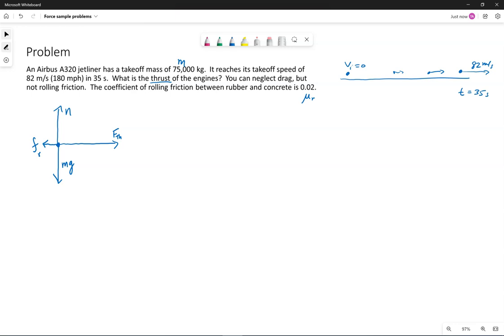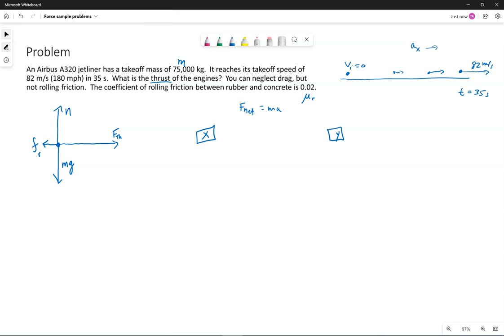Now that we have the free body diagram, we've accounted for all the forces. We need to write out the net force equals ma for the x direction and the y direction. Now, in this case, the plane is speeding up. It takes 35 seconds to get up to its takeoff speed. So we do know there's an acceleration in the x direction. According to my picture, that's to the right.